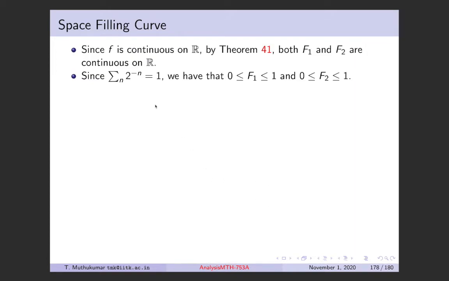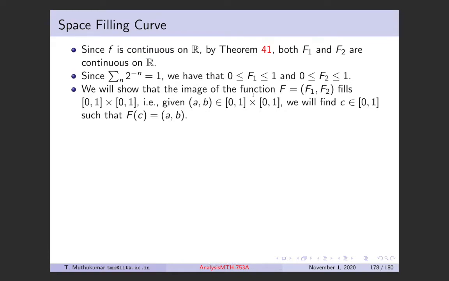Recall that this series 1 over 2 power n, that is a geometric series, right? This converges to 1. So from that we can conclude that these limits are actually lying between 0 and 1 and 0 and 1, which means that f1 comma f2 actually falls onto the square, right? If I define a map such that this is the first component, this is the second component, then f1 comma f2 lies on the square. That's what we have verified here from the fact that this limit is 1. So both of these have value between 0 and 1. So f1 comma f2 will lie in the square.